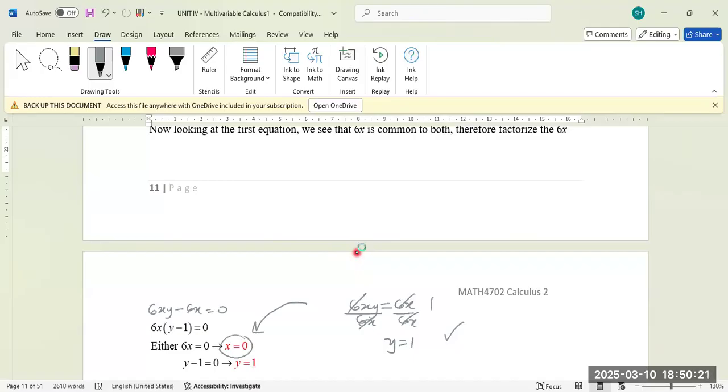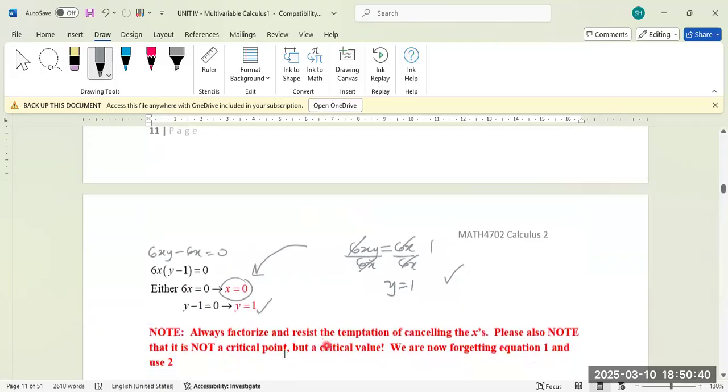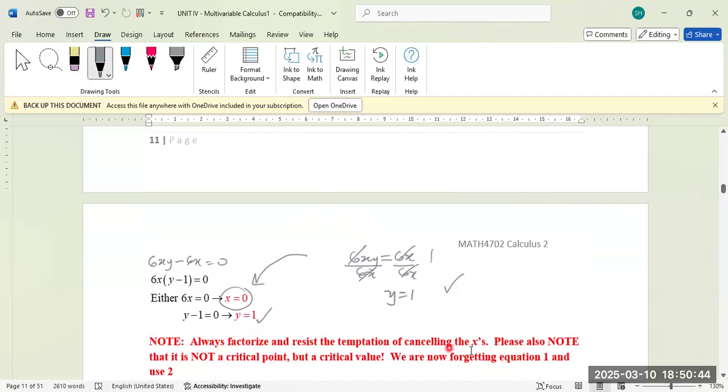What he should have done is to factorize, and then he would have ended up with 6x equals 0 and y minus 1 equals 0. He got this y equals 1, but he should have also gotten that x equals 0. So hear me out. Note, always factorize and resist the temptation of canceling the x's. Please note that these are not critical points yet. They are only critical values. This x equals 0 and this y equals 1 are not critical points. They are critical values. Or else you're going to end up like what Andrew ended up with: just one answer, x equals 0, y equals 1.